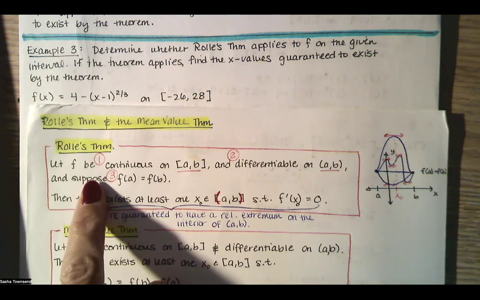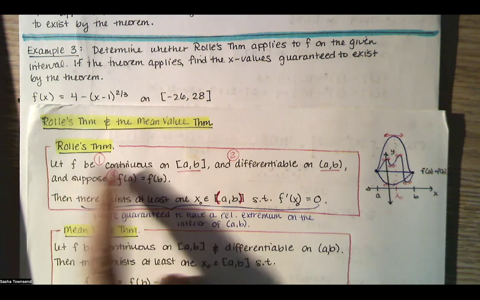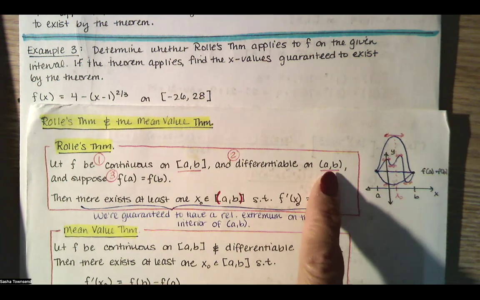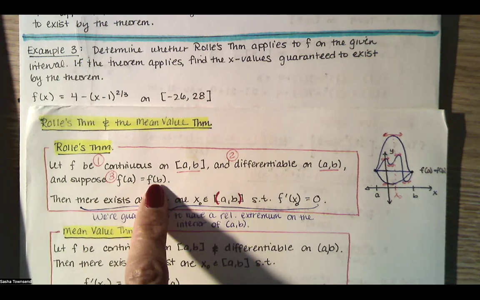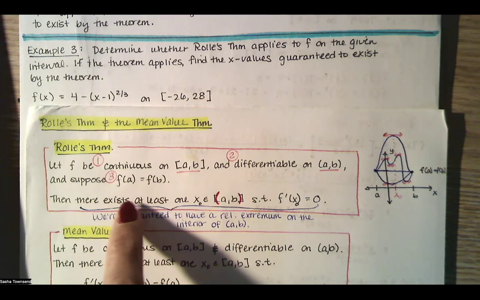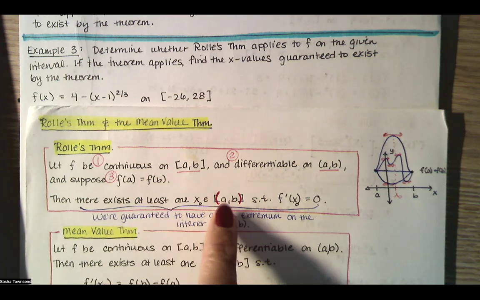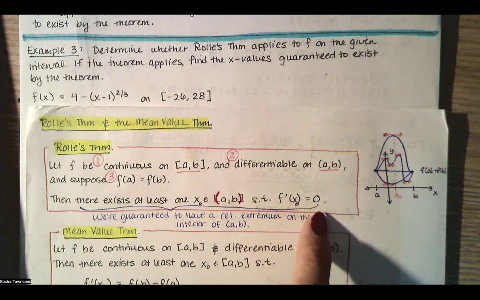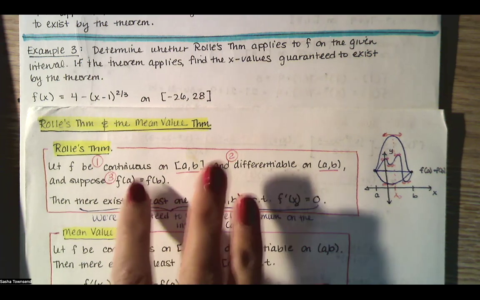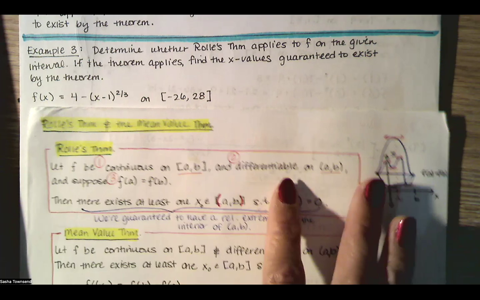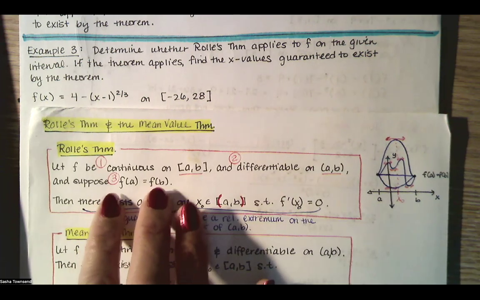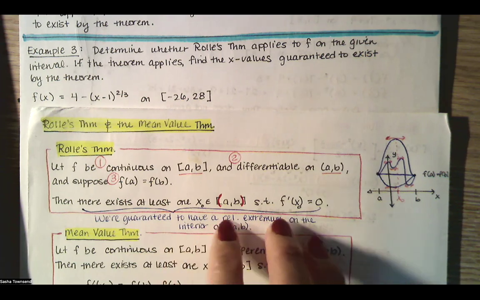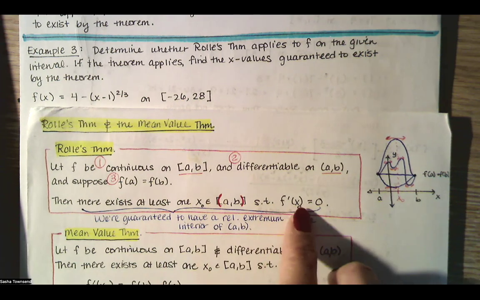So here's our theorem. It says, let f be continuous on a closed interval from a to b and differentiable on the open interval from a to b, and suppose that the function values at a and b are the same. Then there exists at least one x value on the open interval from a to b such that f prime evaluated at that x value is 0. So basically it says as long as the function is continuous on the interval and differentiable on the interval of interest, and the y values are the same at the endpoints, then we're guaranteed to have at least one x value where the derivative is 0.